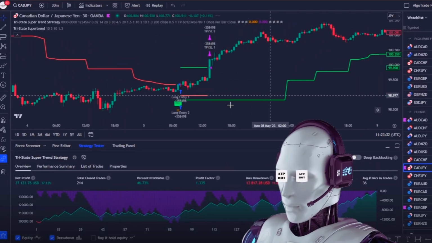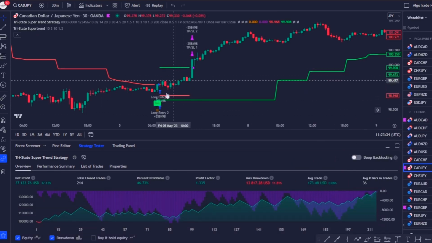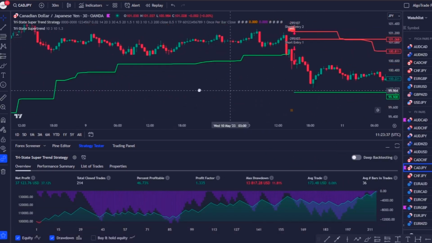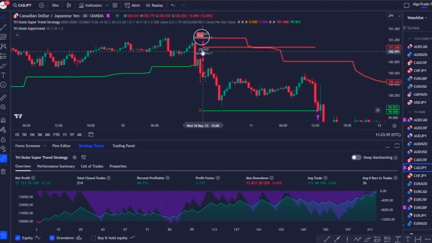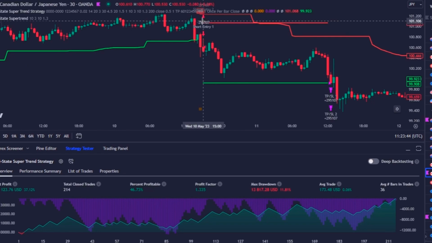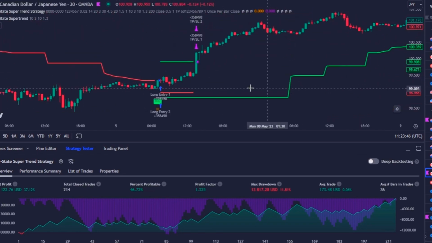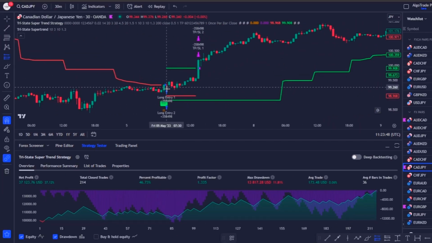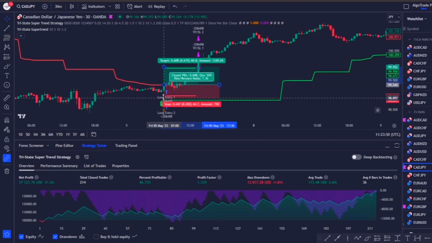The trading bot is ready, and you can see that it takes long positions when the Tri-State SuperTrend displays a buy signal on the chart and short positions when the indicator displays a sell signal. The stop loss is always inserted on the last swing high or low, and the take profit is always fixed on the 1 to 1.5 risk to reward ratio zone.